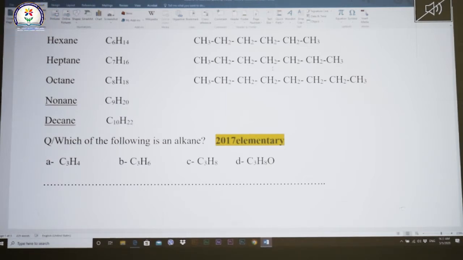We cannot choose B. Why? Because in B, the carbon has 3, 3 times 2 is 6. It will not be an alkane. We have to multiply the number of carbon atoms by 2 plus 2 to get the alkane that we choose. D is not correct. And why? Because we have oxygen atoms. Alkanes don't have oxygen atoms, they have only carbon and hydrogen.